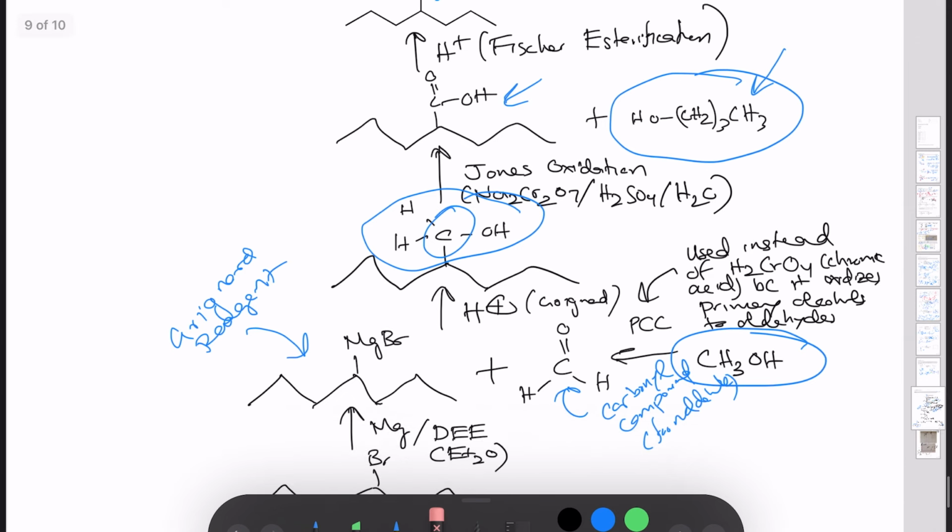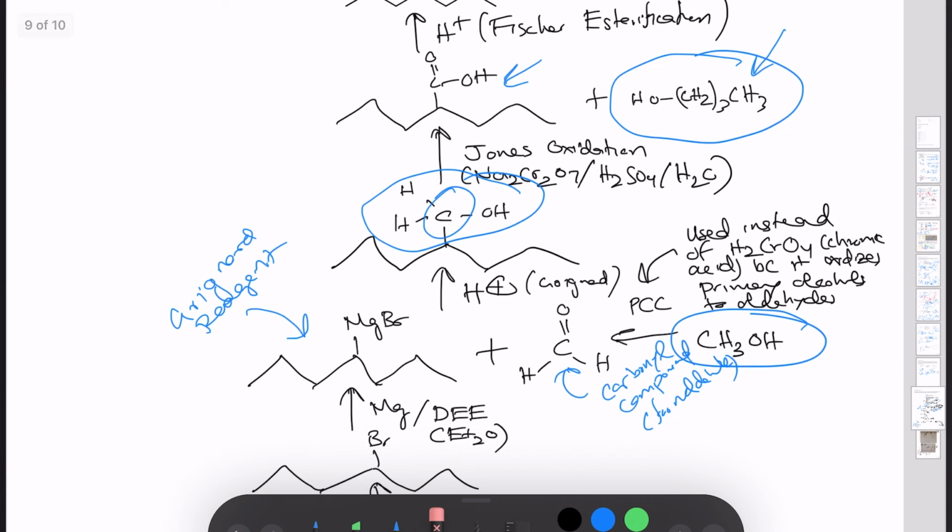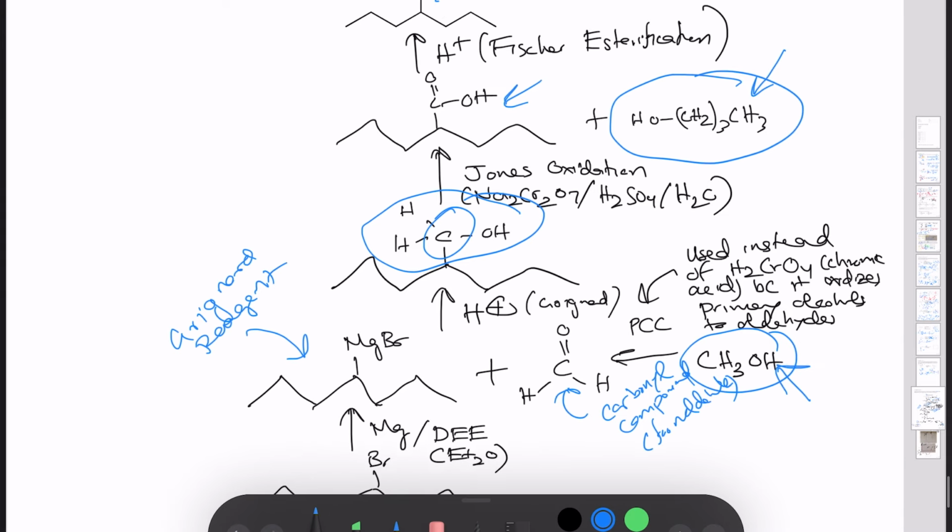So that's just something to keep in mind. Now that we've basically retrosynthetically gone back to a simple alcohol, which is less than 4 carbons, which is methanol, here is another starting point. So far we've identified 2 starting points. We've identified butanol and methanol.